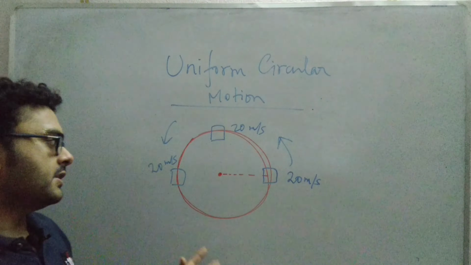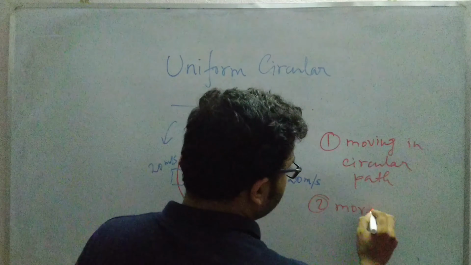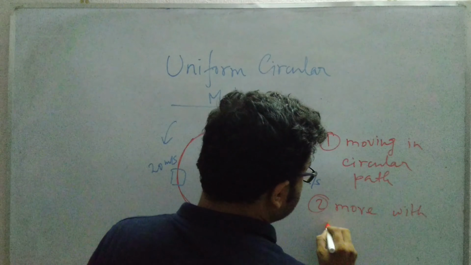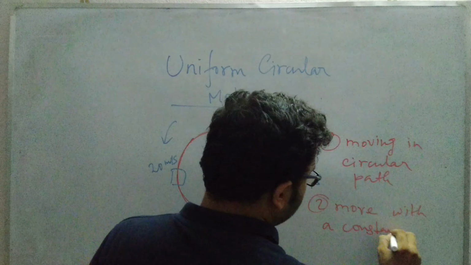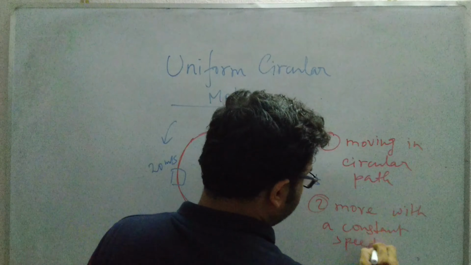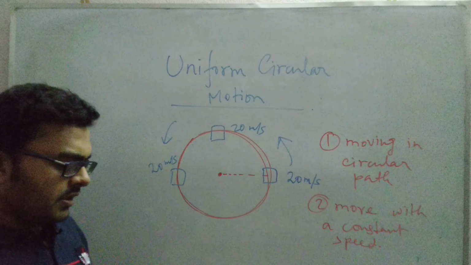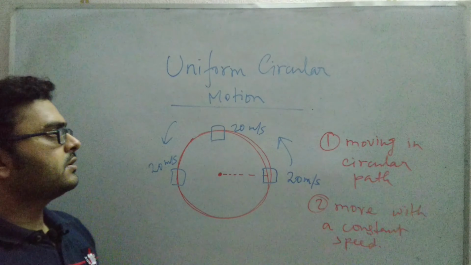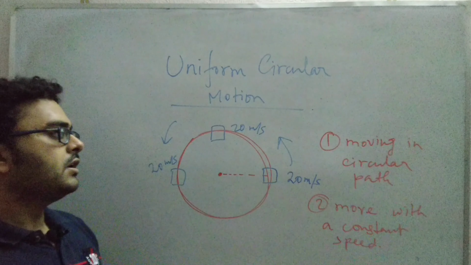So for uniform circular motion, there are two conditions. One is the body must be moving in a circular path. And the second additional condition is that the body must move with a constant speed. So these are the two conditions under which we say that the body is undergoing uniform circular motion.